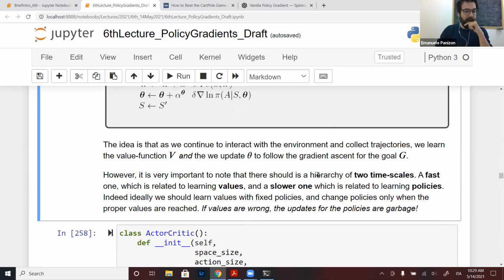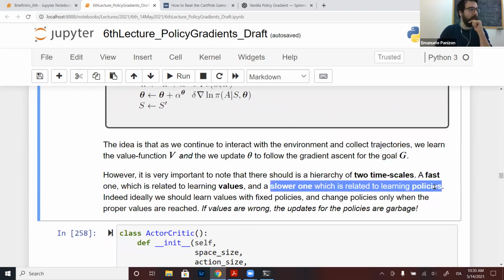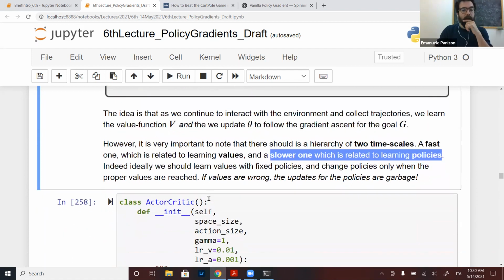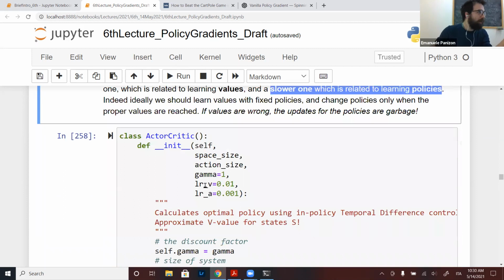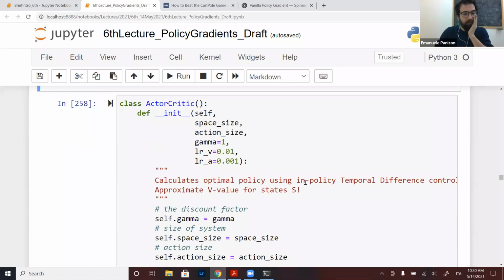Okay, two time scales: a fast one related to the values, and a slower one related to learning policies. Good, then we go to the code. The code is, as always, a small implementation over the past code, which is rather simple.